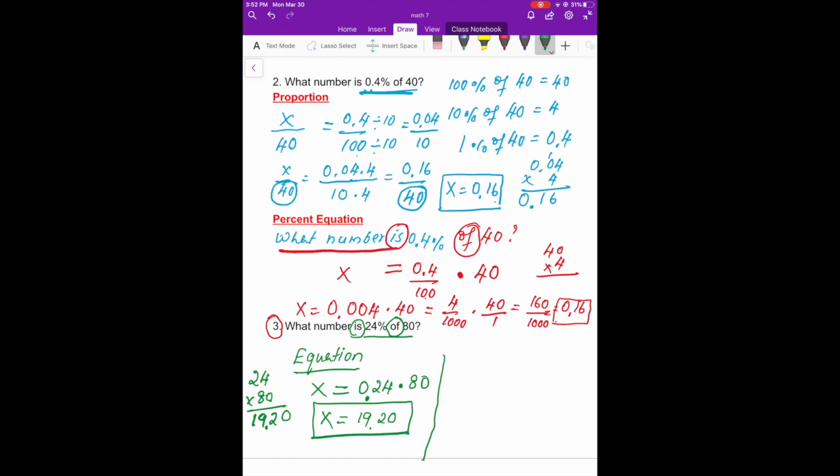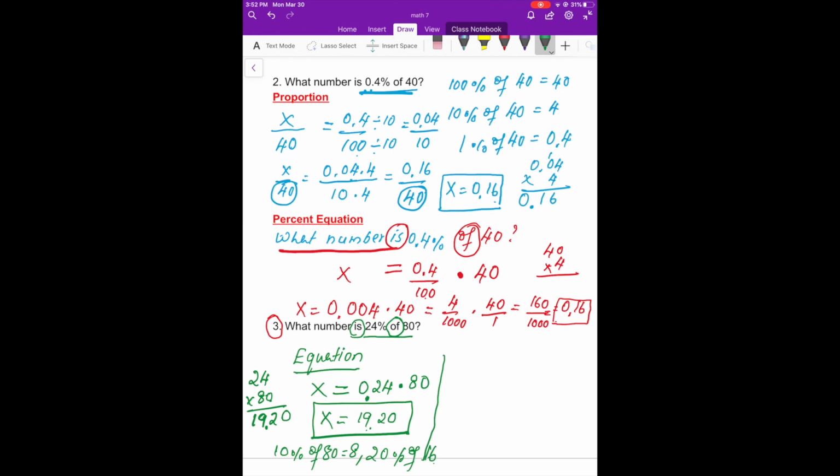Let's check if our answer is reasonable. So 10% of 80 is going to be 8. 20% is 16. So 10% of 80 is 8, so 20% would be 16, and 24% is more than 16 and less than 24. Yes, I think our answer is correct.